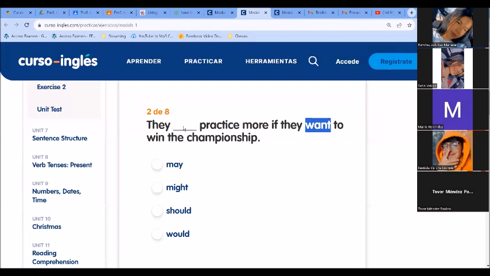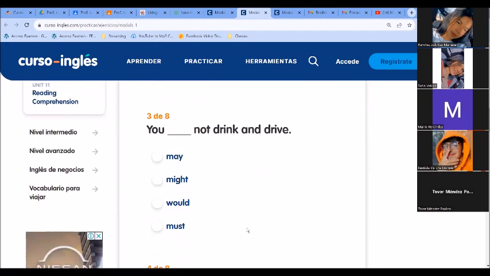Si pones aquí would, es como decir, pues deberían practicar si quieren ganar el campeonato. Pero aquí, yo creo que están buscando recomendación. Deberían practicar más si quieren ganar el campeonato. Y ahí vamos con should. They should practice more if they want to win the championship. Perfect. All right, number 3, Paulina Tovar Mendez.